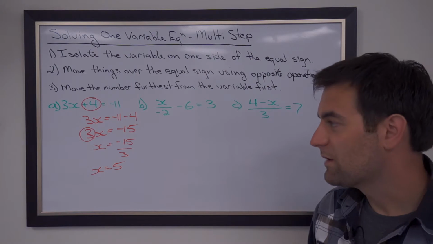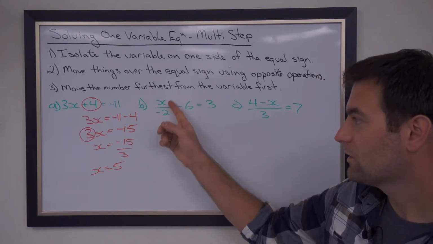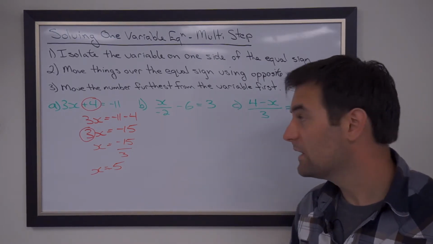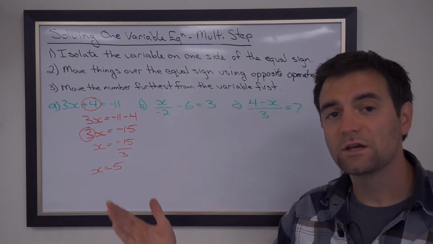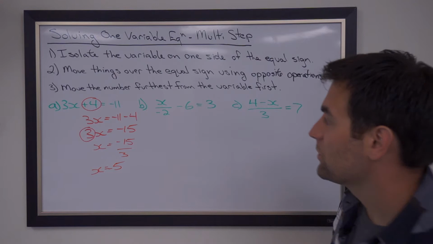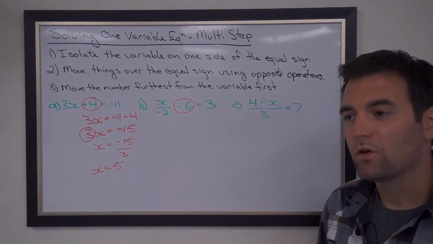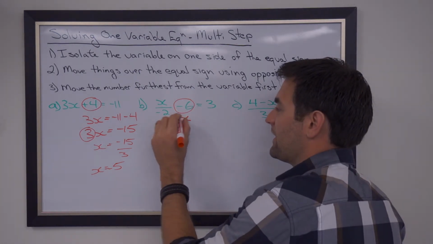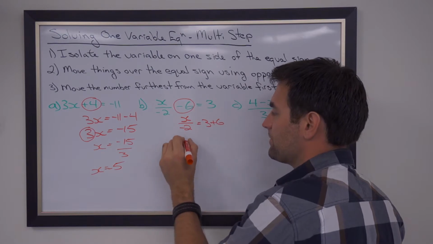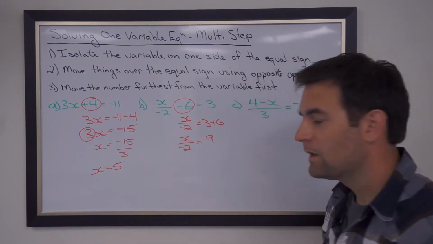So again, we're looking for that furthest number away from the x. Here, we have x divided by negative 2 minus 6 equals 3. And again, that minus 6 looks like the furthest number away from the x. So that's what we're going to move first. We move that over by adding. So we have x over negative 2 equals 3 plus 6. 3 plus 6 is 9.